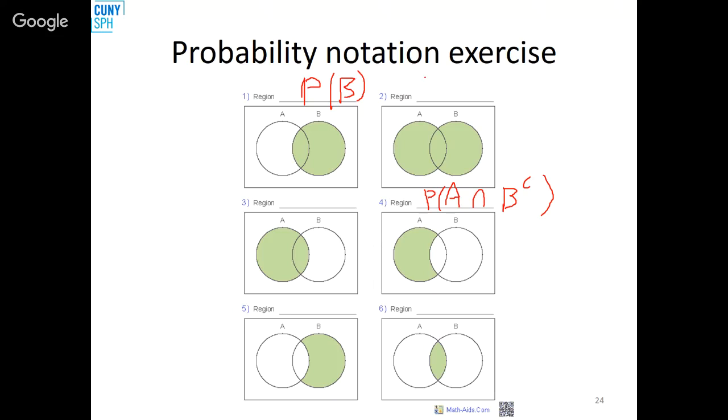This one? A union B. Excellent. Or in other words, A or B. This one? Yep, just the probability of A. There are more complicated ways we could write this, I think, although I don't know how we would involve B in it. How about this one? Probability?